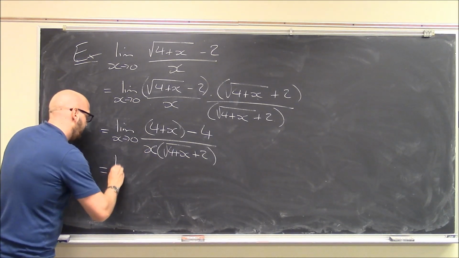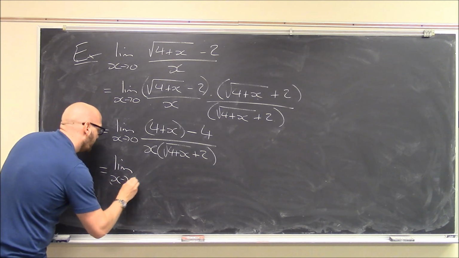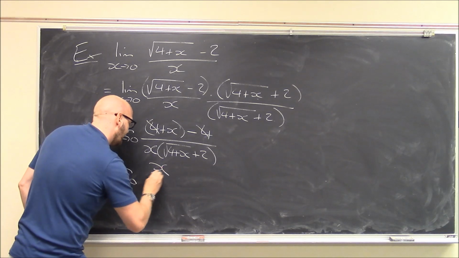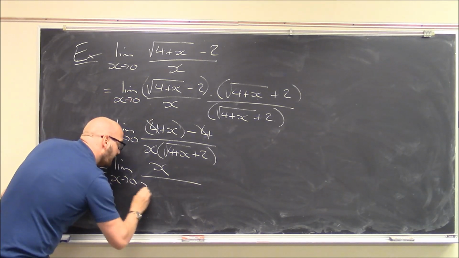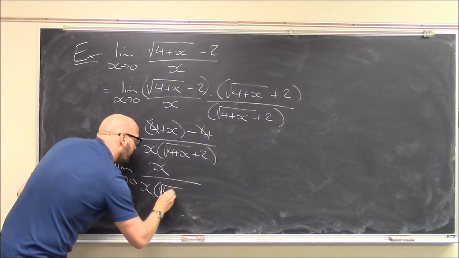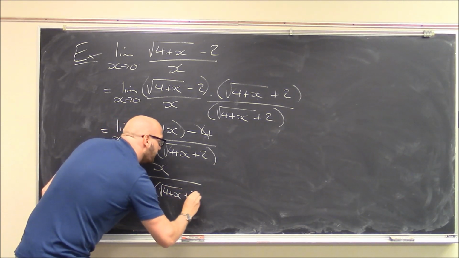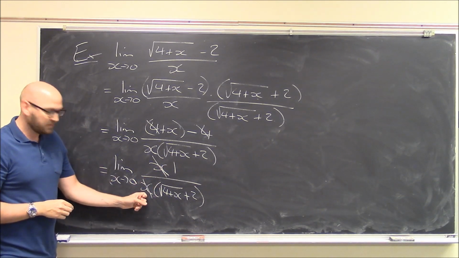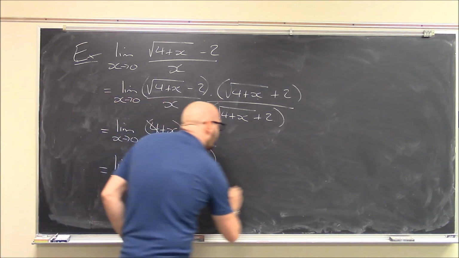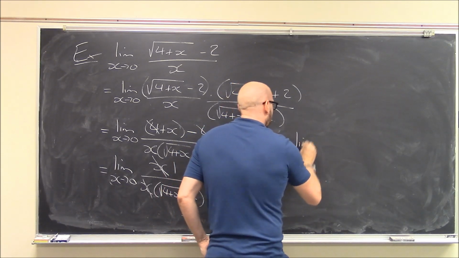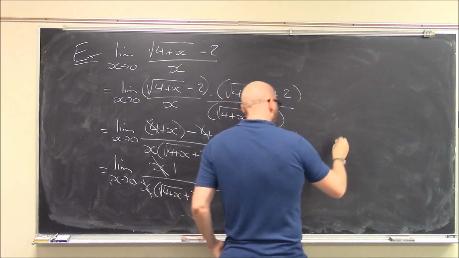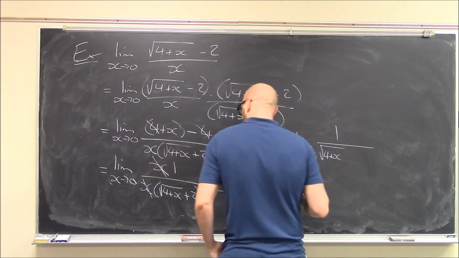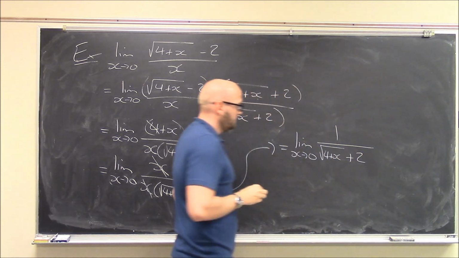So what do we have up top? 4 plus x minus 4, these guys cancel, right? And I'm just left with x up top. This is great because I've got an x times everything on the bottom, the square root of 4 plus x plus 2, and now those cancel out. So this pesky x that caused me to divide by 0 is gone. And I have the limit as x goes to 0 of just 1 over the square root of 4 plus x, plus 2.